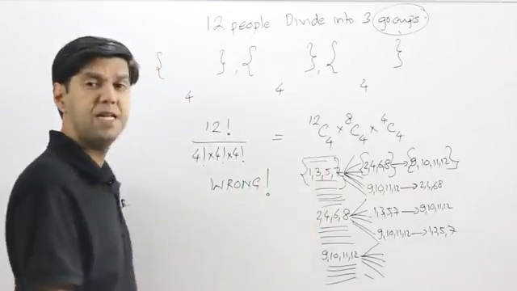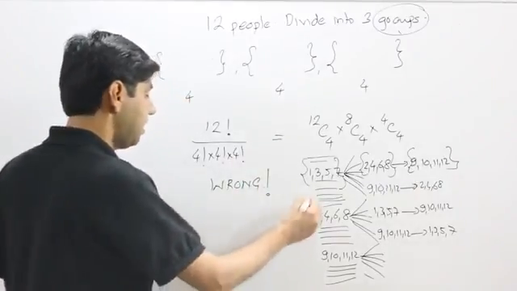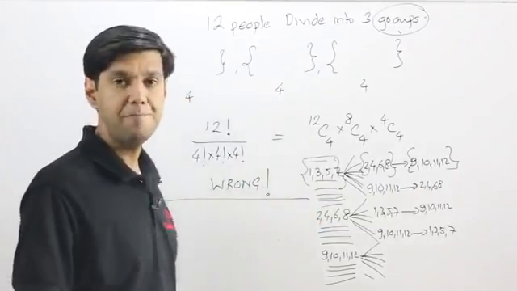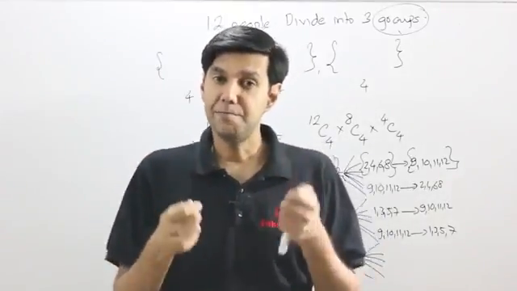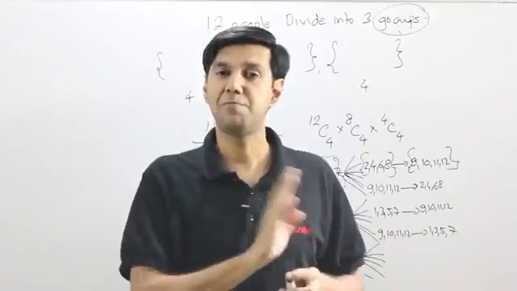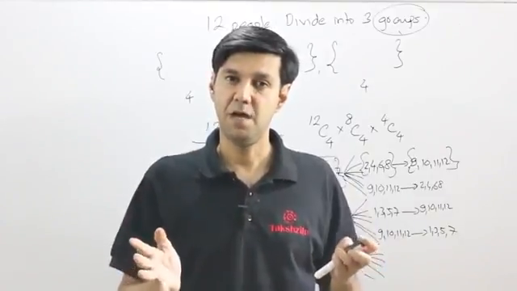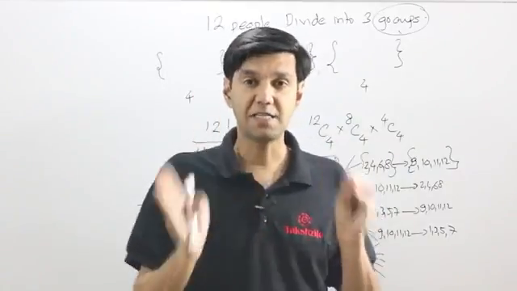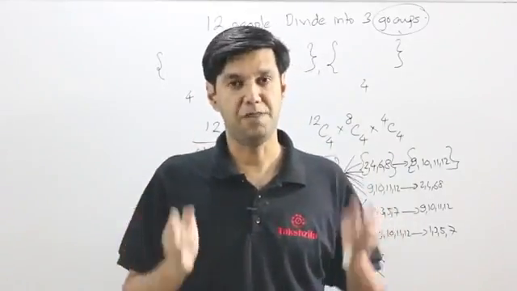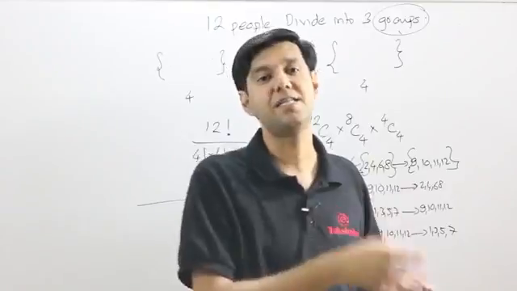Why did this not happen in the previous case? In the previous case, if you remember, the groups were of size 3, 4 and 5. By the mere nature of them having different numbers of members, they are distinct. You don't have to really specify whether they are ordered, whether they are distinct groups or not. The members themselves make it distinct.